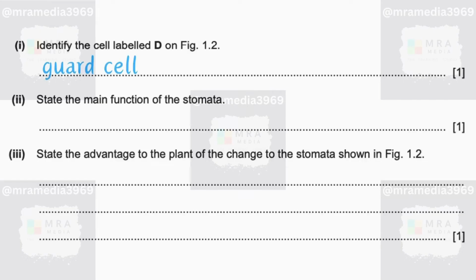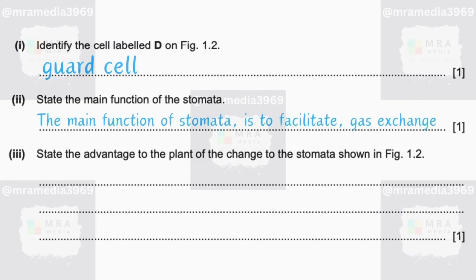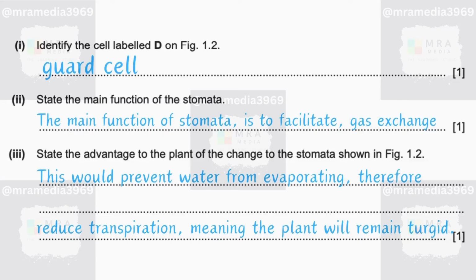State the main function of the stomata. The main function of stomata is to facilitate gas exchange in plants, particularly the exchange of gases involved in photosynthesis and respiration. State the advantage to the plant of the change to the stomata shown in figure 1.2. This would prevent water from evaporating, therefore reducing transpiration, meaning the plant will remain turgid. You might have noticed that these answers were fairly short and precise, perhaps since they were all worth just 1 mark, a total of 3.